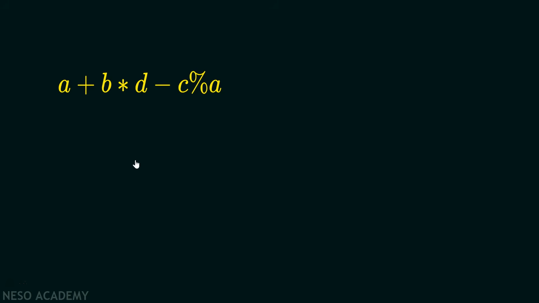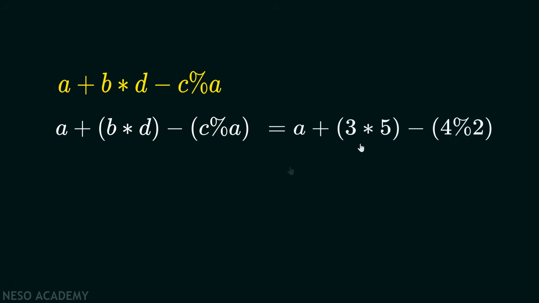This is our expression. We know that multiplication and modulus have higher precedence as compared to addition and subtraction. Therefore, they are going to be performed first. This bracket simply means that multiplication and modulus are performed before the addition and subtraction. After replacing the values, this expression looks like this: a + 3 * 5 - 4 % 2. 3 * 5 is equal to 15 and 4 % 2 is equal to 0, as you know that when 4 is divided by 2, the remainder is 0. Therefore, the new expression would be a + 15 - 0.